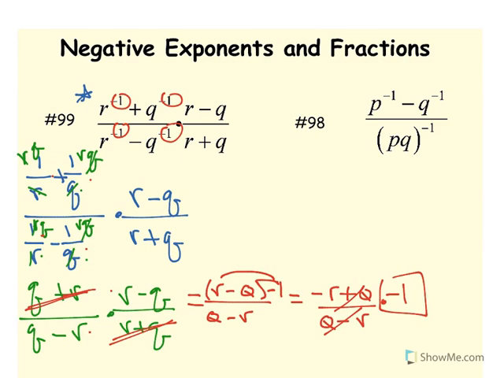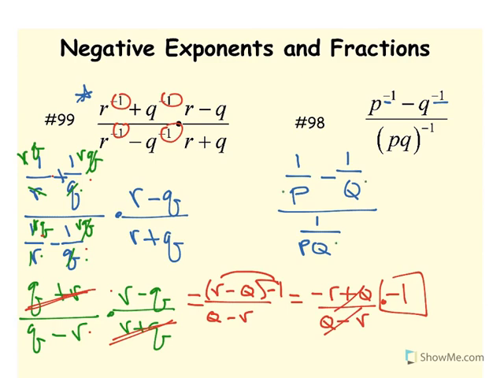Do you see this is starting out the same way as the previous one? P to the negative first needs to be rewritten as 1 over P, and then Q to the negative first needs to be rewritten as 1 over Q. Now you will notice in our denominator it's also a negative exponent, so we're going to write it as 1 over PQ.